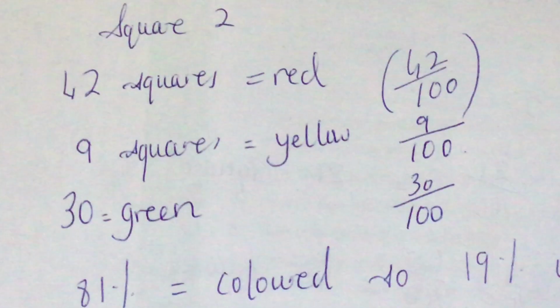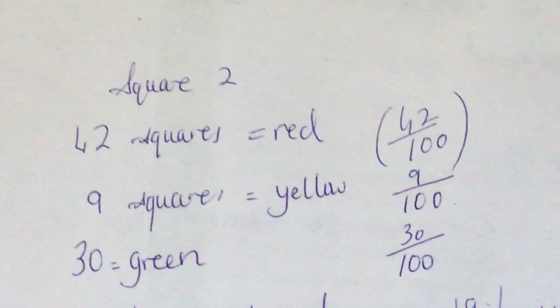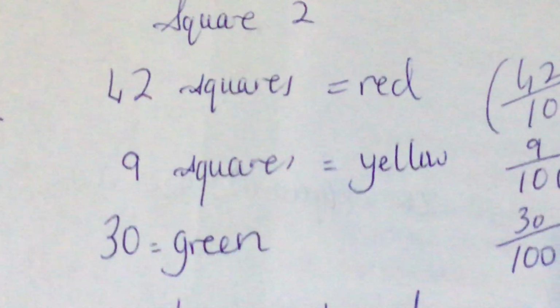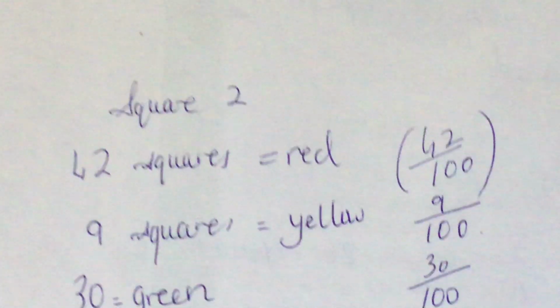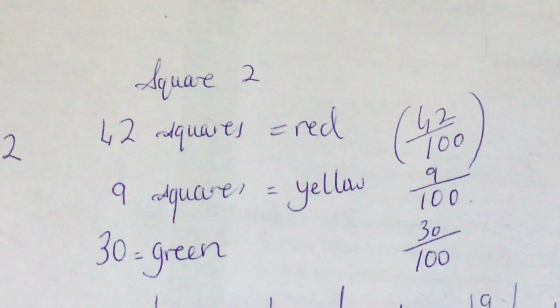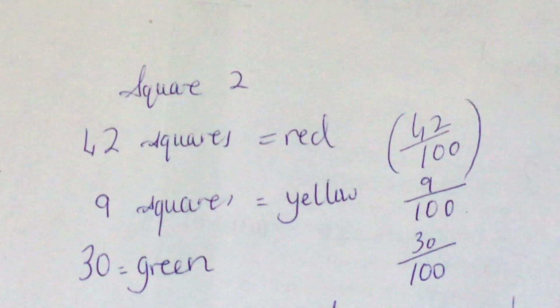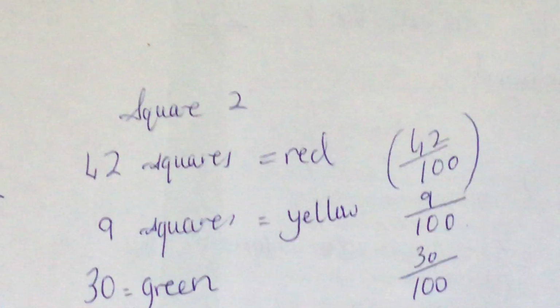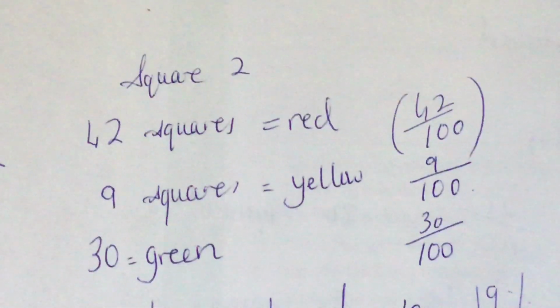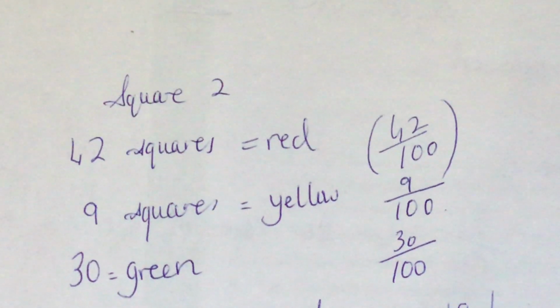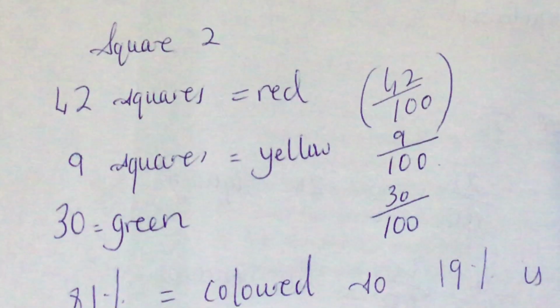30 out of 100 is the same as 3/10, which is 30 green. So I hope you understand that. So 42 squares were red, 9 squares were yellow, and 30 green. How did I get 30 for green? I got 3/10 of a total of 100. So to get 3/10, you must get 1/10. I divided 100 by 10 to get 1/10, and that was 10, and then multiplied by 3 to get 3/10, that's 30.